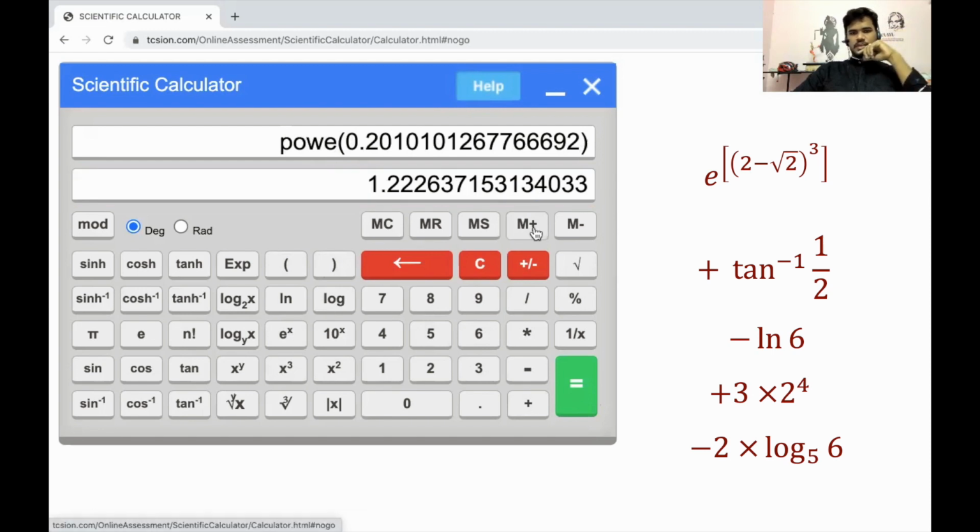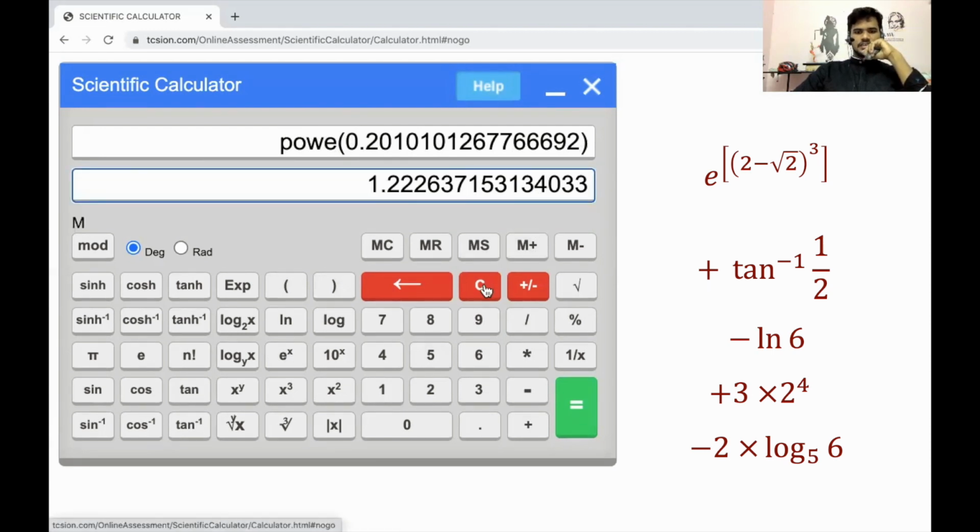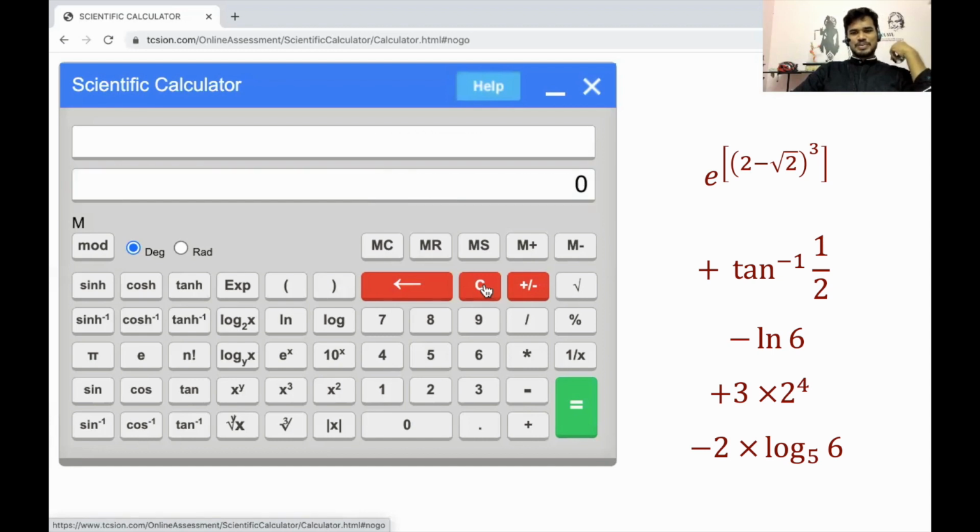Let me add it to the memory. I added it once. I pressed this button, so I'm going to clear. That's it. Then tan inverse of half. So half, 1 by 2. This way you can make mistakes in the intermediate steps. If you enter 1 by 4 instead of 1 by 2, just clear and do 1 by 2.